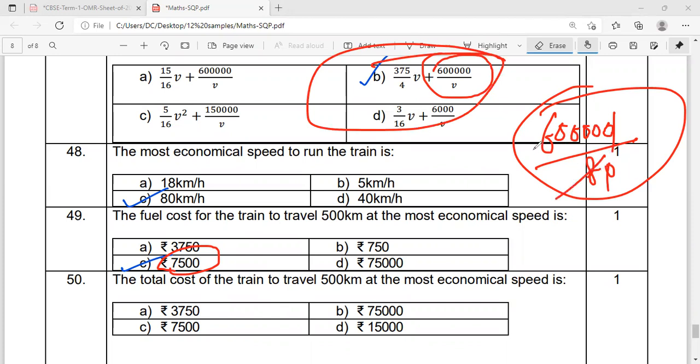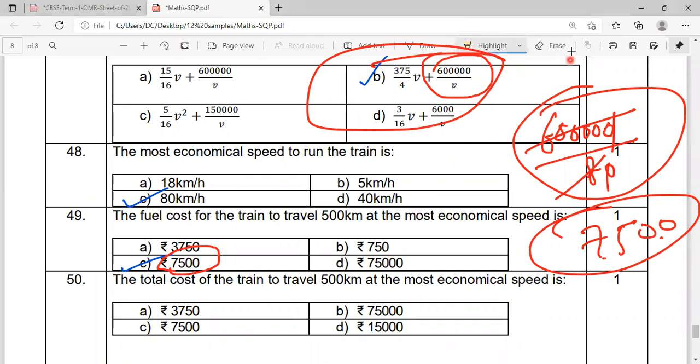So you get 750 here, one more 0, 7,500 here, 7,500 here. It comes out to be 15,000. The total cost is 15,000. Here it is.